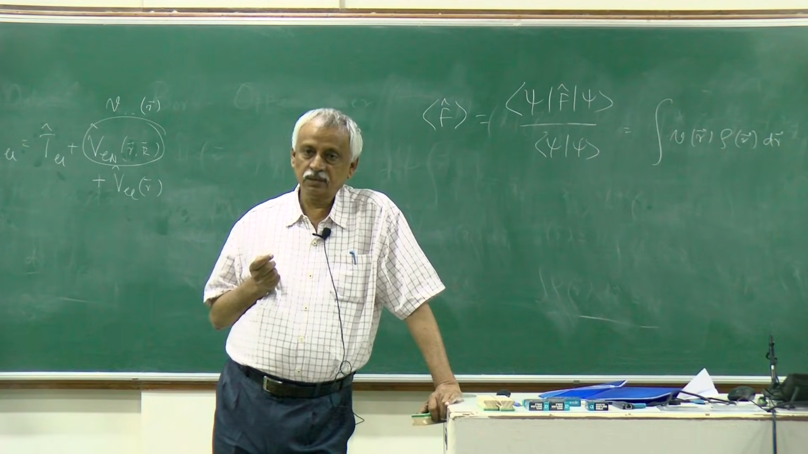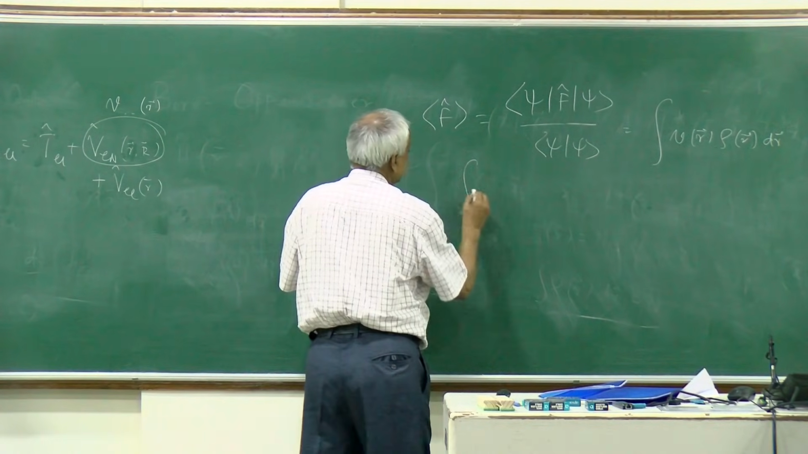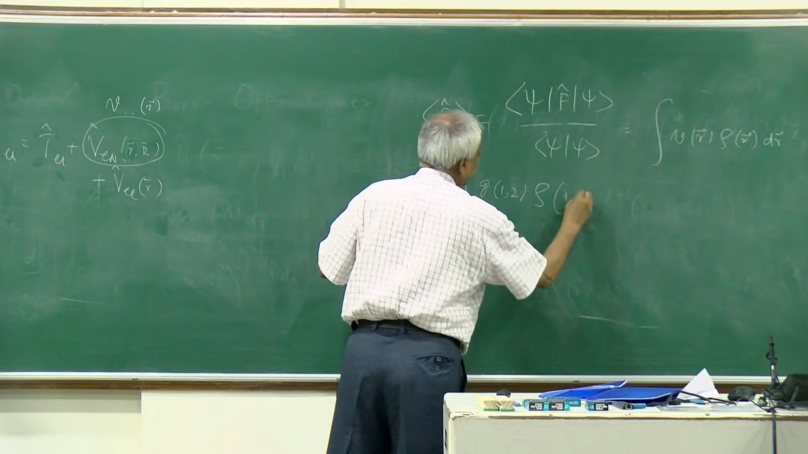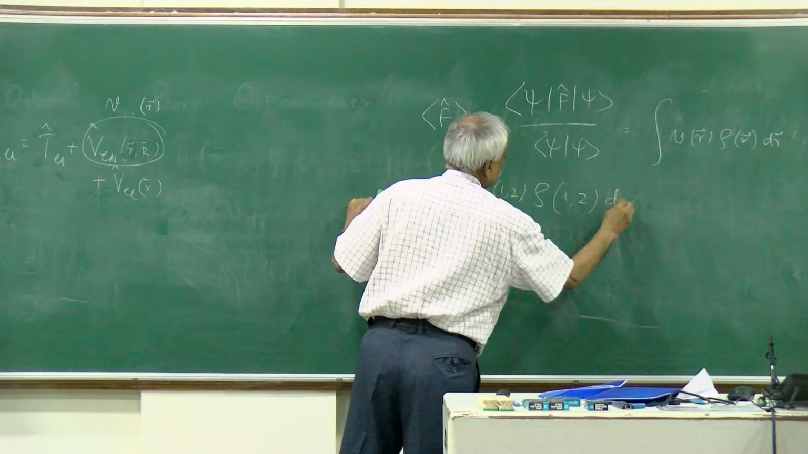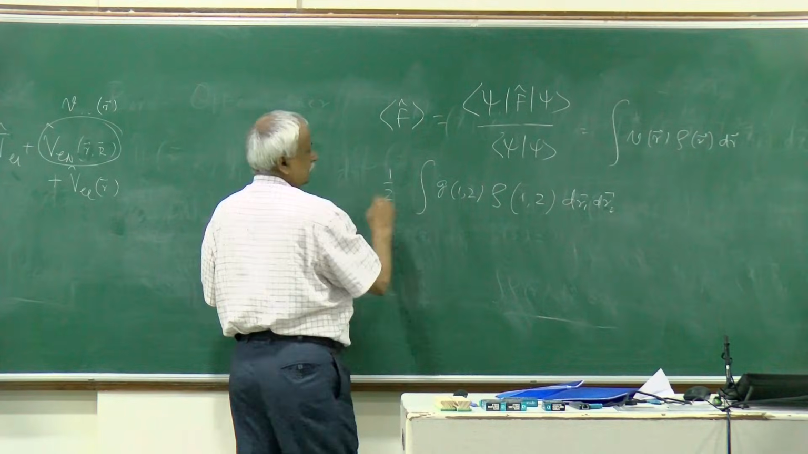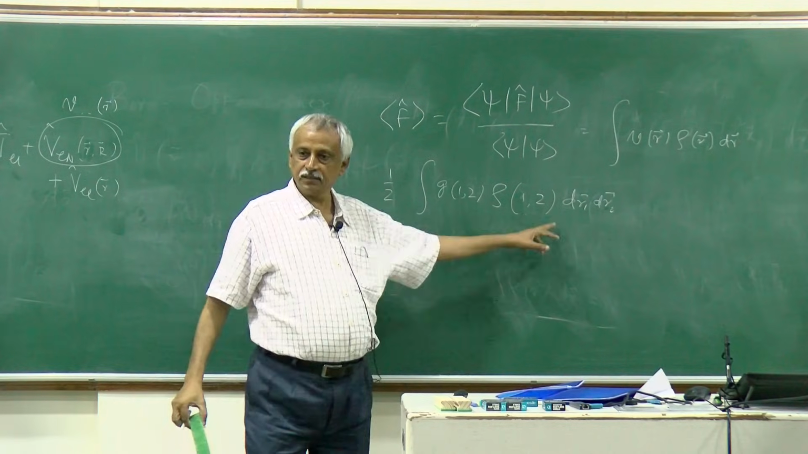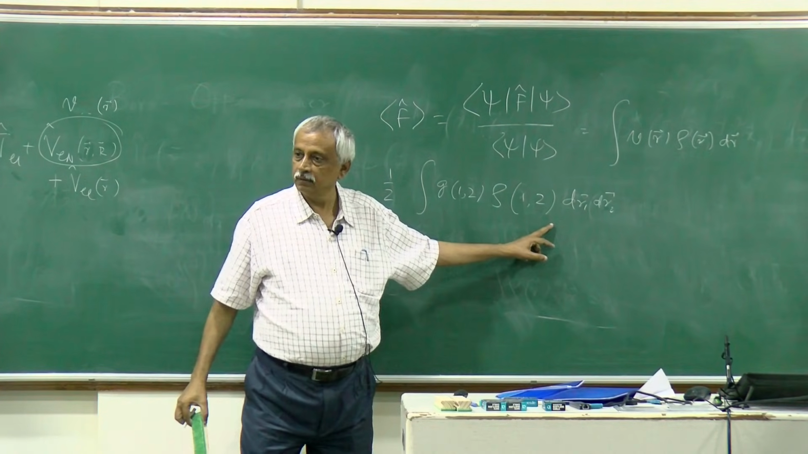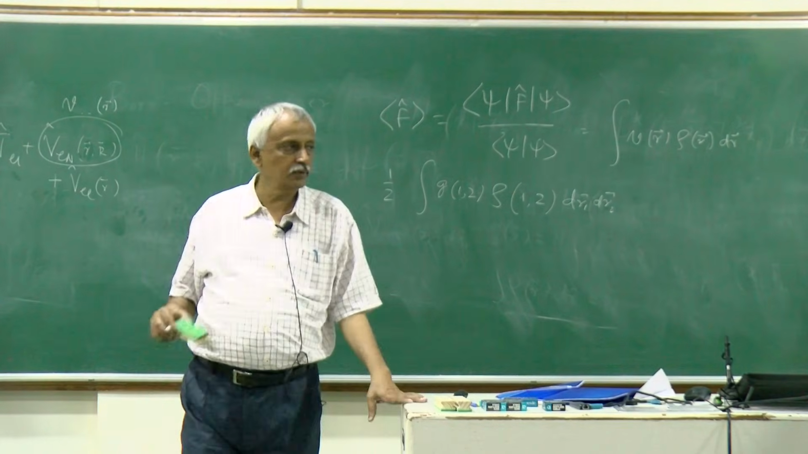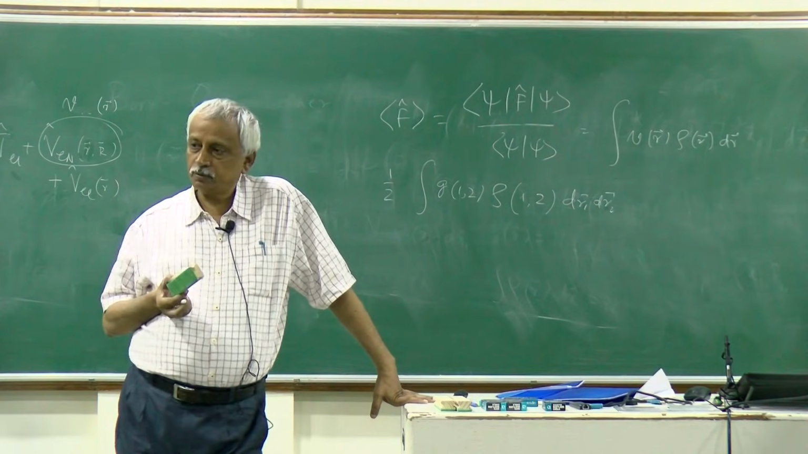So, you get this. For this two particle problem, I can write this as G12 rho 1 to dr1 dr2 with maybe some half factor. This is your electron repulsion, and this is your two particle density. So you can see that still I am using the density to find out the expectation value of a two body operator.